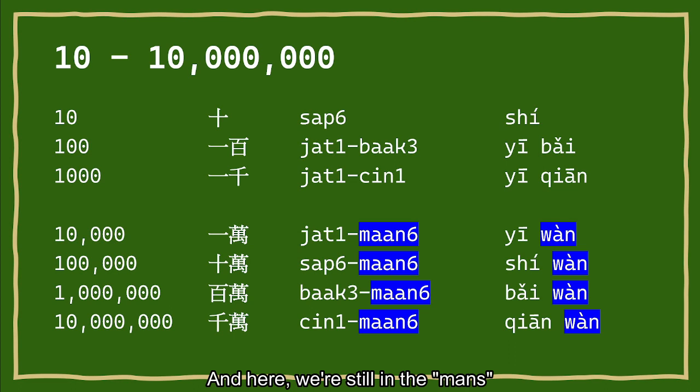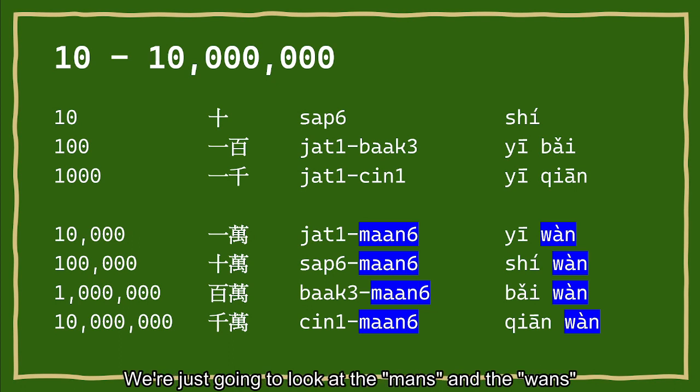And here, we're still in the mans. So this is 1,000 mans. If we add an extra 0 to this number, we're going to have a new name. So we're not going to cover that in this lesson. We're just going to look at the mans and the wans.